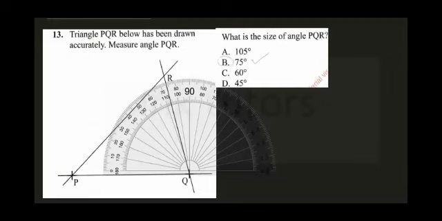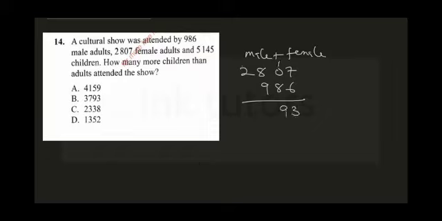So that'll take us to question 14. Now question 14 says, a cultural show was attended by 986 male students, 2807 female students, and 5145 children. How many more children than adults attended the show? Now, all you need to do here is sum up the total of male plus female. Now that will give us 2807 plus 986. Now this will give 7 plus 6 is 13, 3, you carry 1, this is 9.